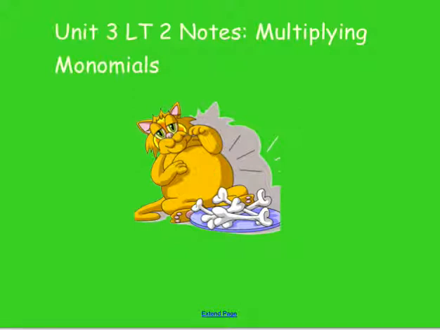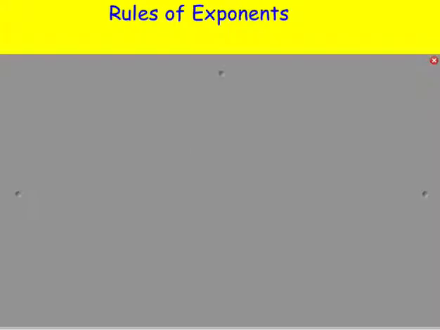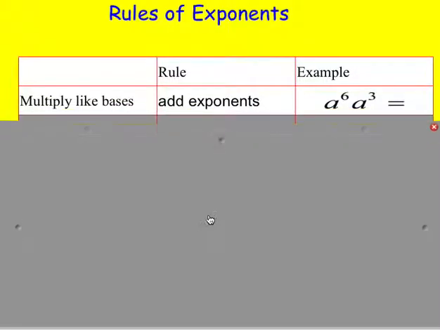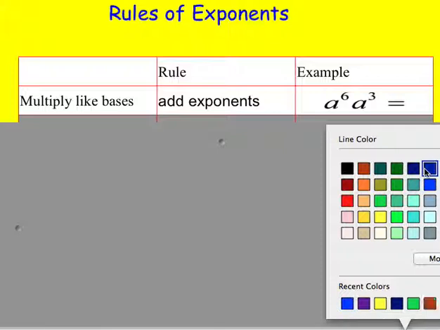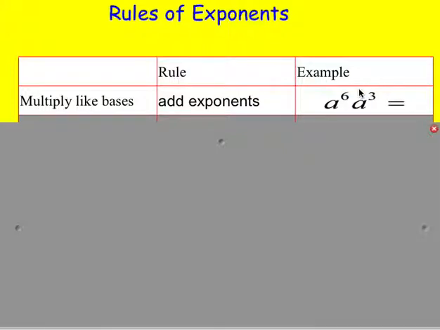Now, in order to talk about this, we have to talk about a couple rules of exponents. The first rule of exponents I want to talk about is multiplying like bases. Why don't you write that on your note sheet: multiply like bases. When you multiply like bases, you're going to add exponents. So if we have something like a to the 6th times a to the 3rd, when you multiply those a's, you need to add the exponents.